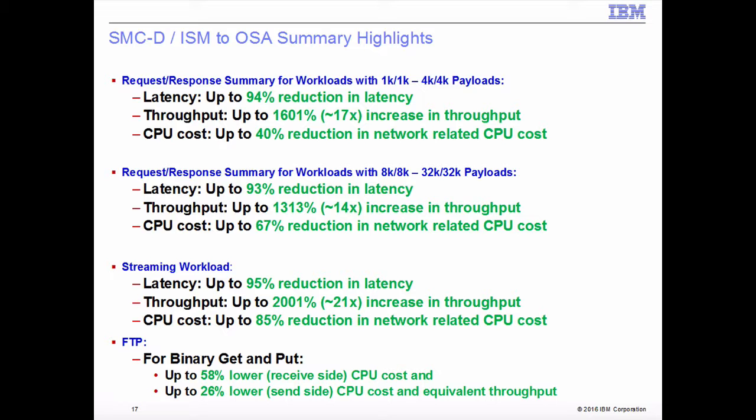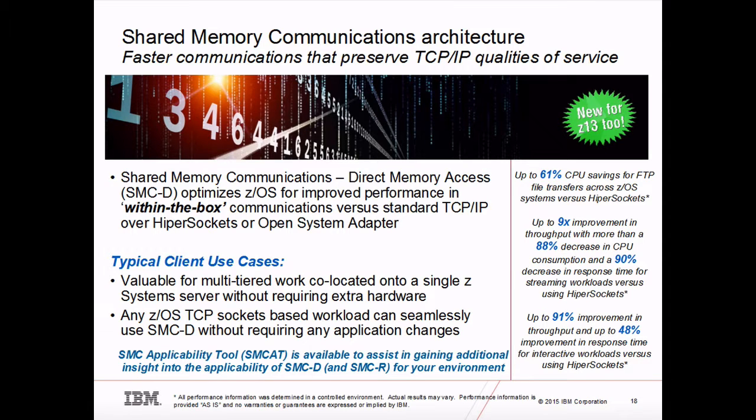And then on to the next chart. Here is a high-level view of the value of SMC-D. A little bit about the SMC architecture, an introduction of SMC-D. In concept it's similar to HiperSockets in that you can communicate within the box and the data is not exposed to an external network. The client use cases are really multi-tiered or co-located workloads. Again, it's improving that co-location value point on System Z. The main point is there are no application changes. We'll talk about how you enable it.